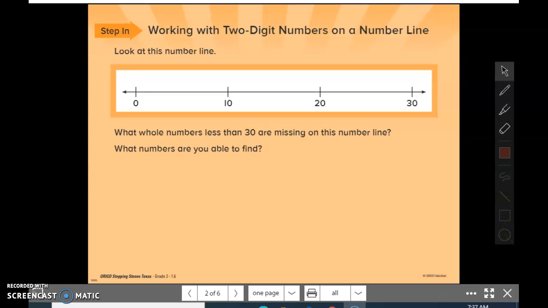Here we see another representation of a line. This one has filled in for us every 10. It's skip counting by 10, and I know because when I say it, 0, 10, 20, 30. But there's a lot of numbers that are missing on the line.